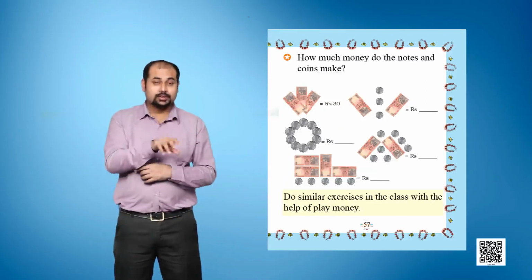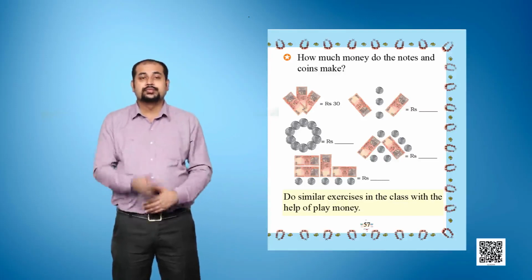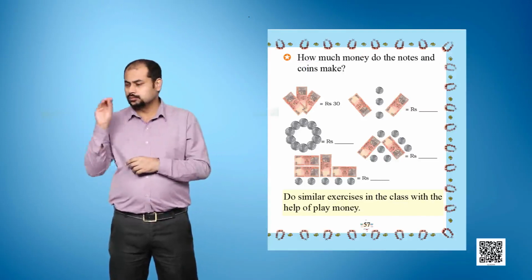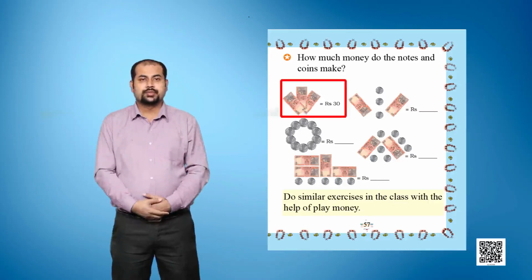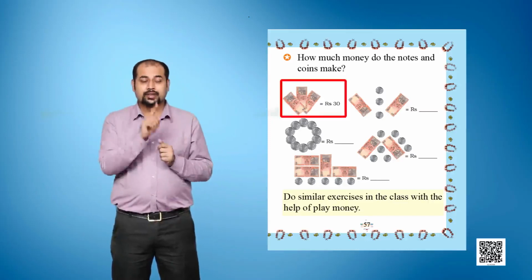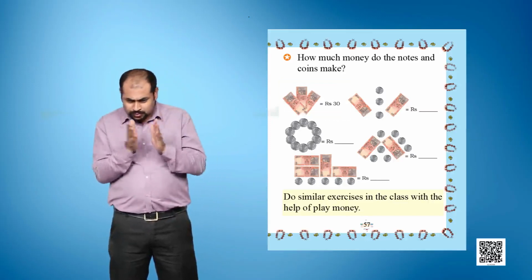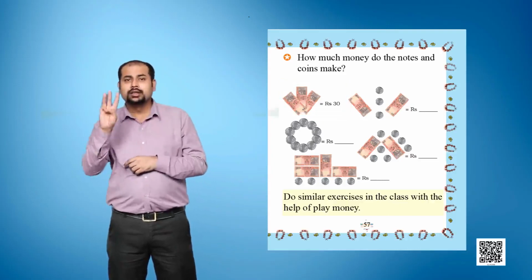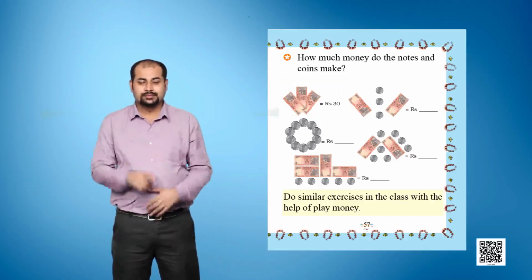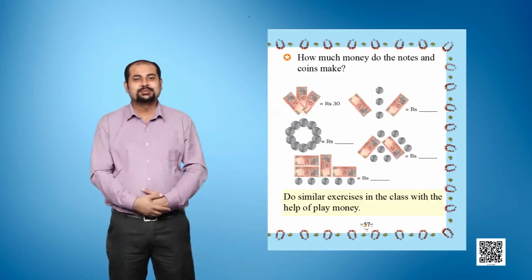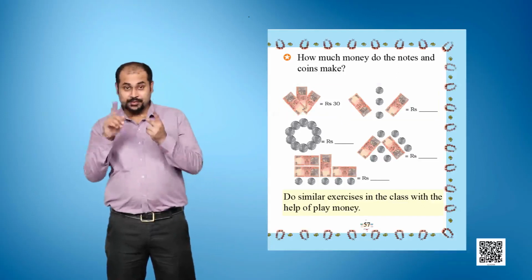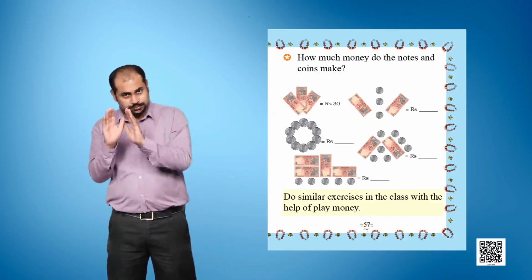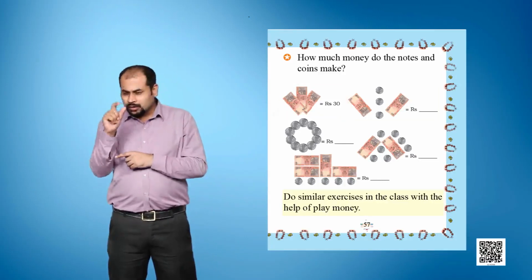Part 2. Question. How much money do the notes and coins make? Picture 1 shows 3 notes of 10 rupees and the answer, 30 rupees, written in the space provided. So, this part is solved as an example. Picture 2 shows 2 10-rupee notes, 3 1-rupee coins and empty space for the answer.